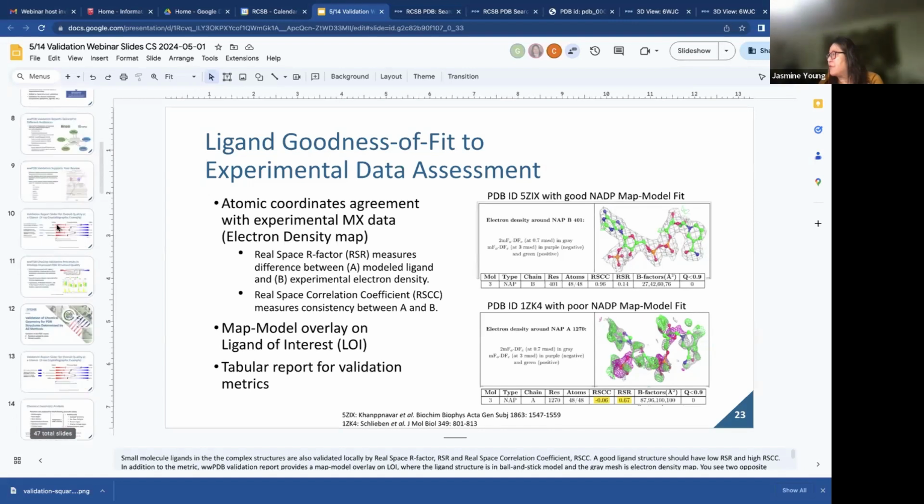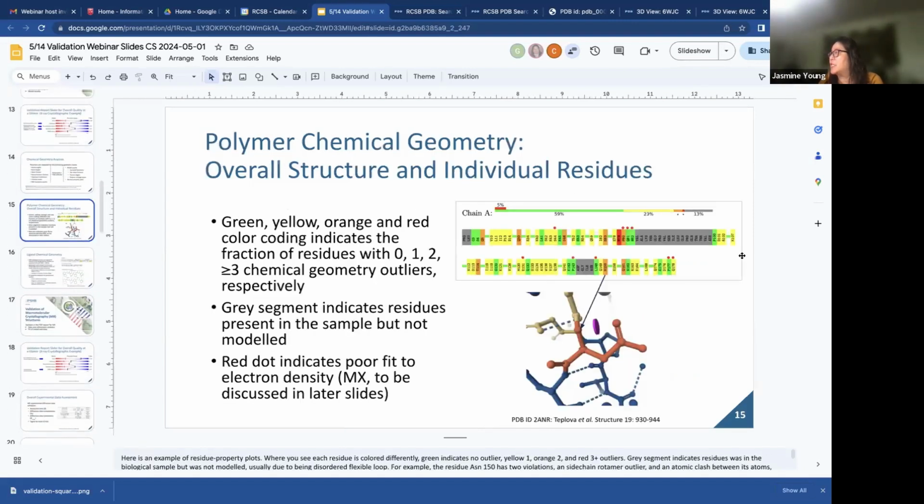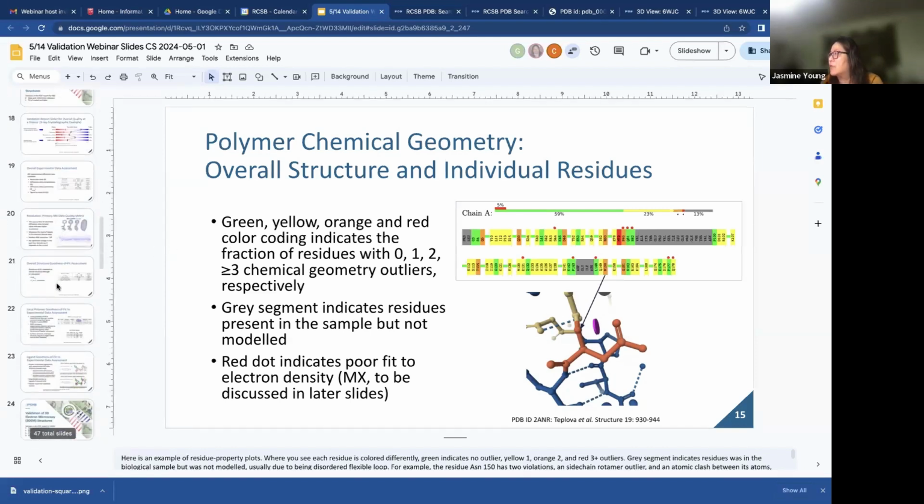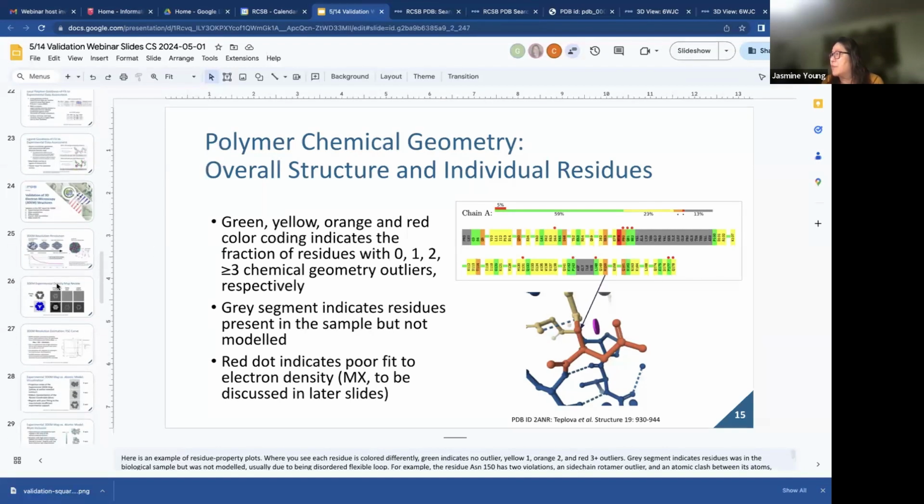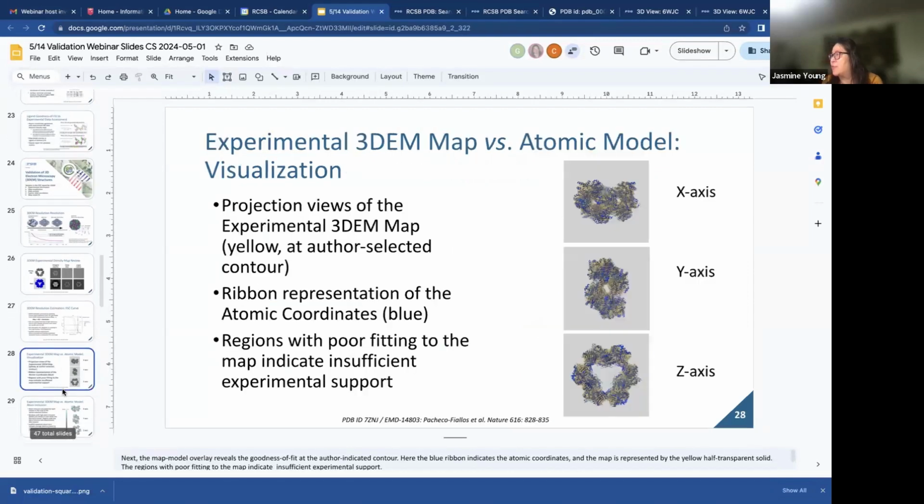Hold on a second. While we are waiting for the participant to clarify the question, the next one is: I have a question regarding cryo-EM density fitting. Why is my model not fitting in the cryo-EM map? The resolution is very high, around 2.77 angstrom, but I was unable to fit my PDB in the electron density of cryo-EM. Okay, thank you, Jasmine.